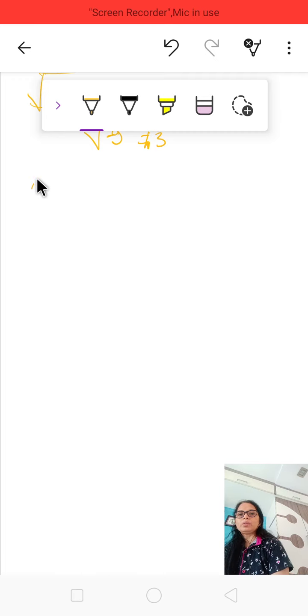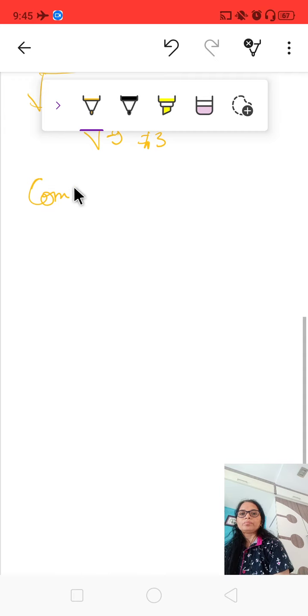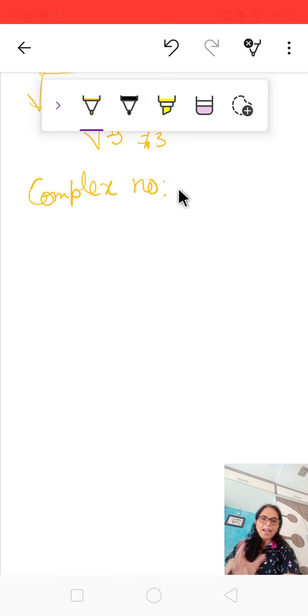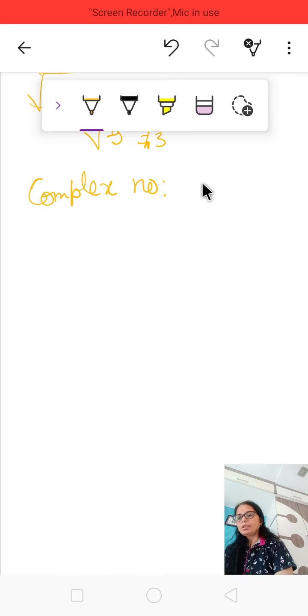Now let us tell you the complex number. The name itself indicates complex. Why is it complex? Because it is a mixture of the real and the imaginary number. It is real plus imaginary.